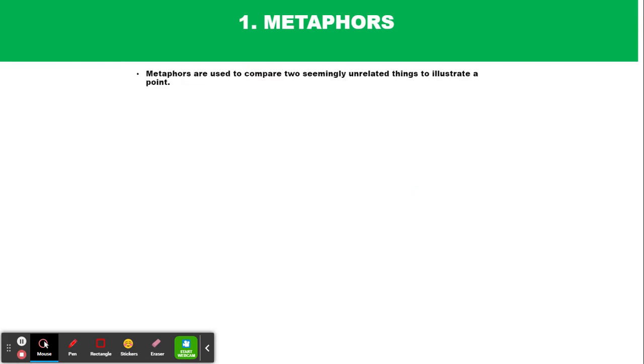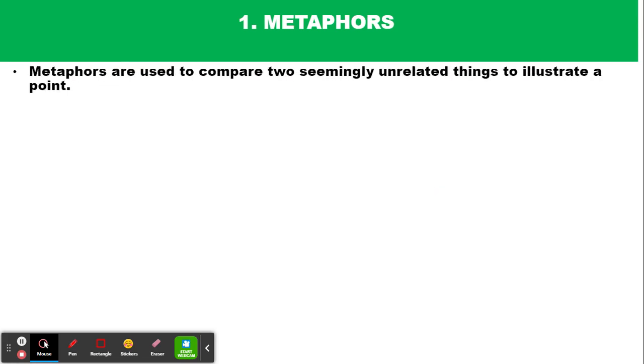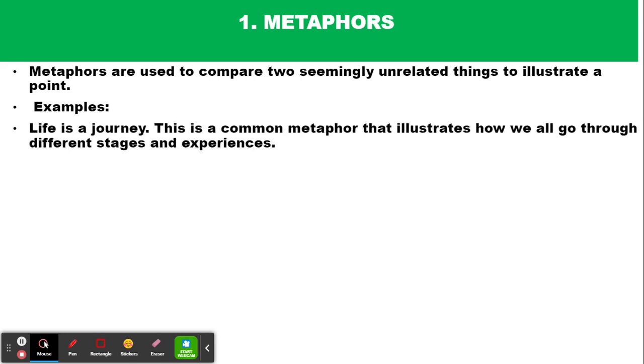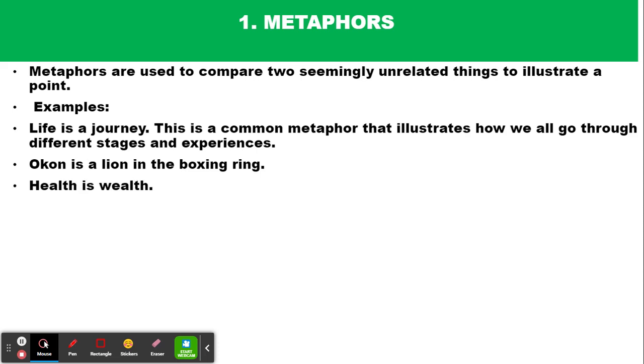Number 1, metaphors. Metaphors are used to compare two seemingly unrelated things to illustrate a point. Examples: life is a journey. This is a common metaphor that illustrates how we all go through different stages and experiences in life. Okon is a lion in the boxing ring. Health is wealth. These are various examples of metaphors.